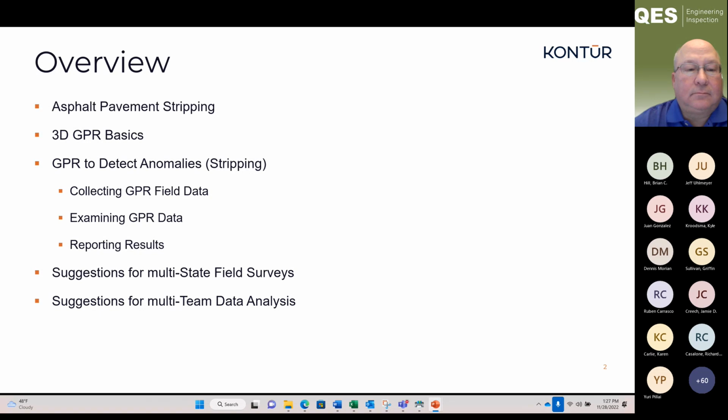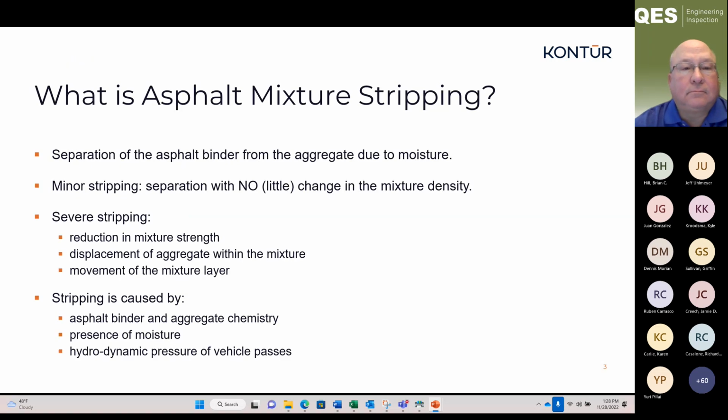We will talk a little bit about how to collect good field data, how that data is then examined, and an area that we as a highway community have not really given a lot of thought to yet is how do you report this information so that the design engineers and the rehab engineers have some information they can work with. And the closing two slides, we're going to provide a couple of thoughts to the pooled fund state panel as to how you might proceed with some of the concepts of a multi-state field survey and the multi-team data analysis concept. Next slide.